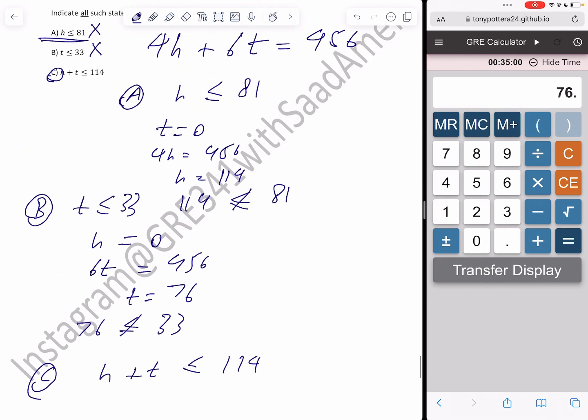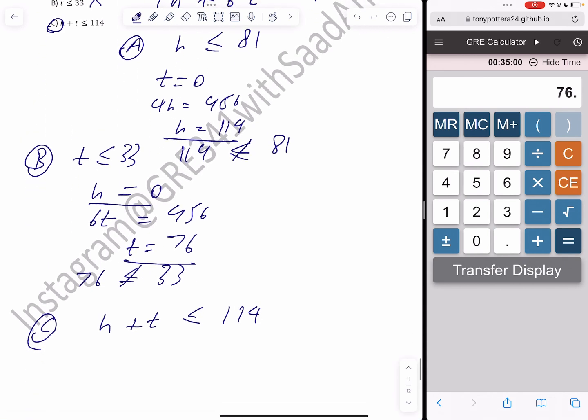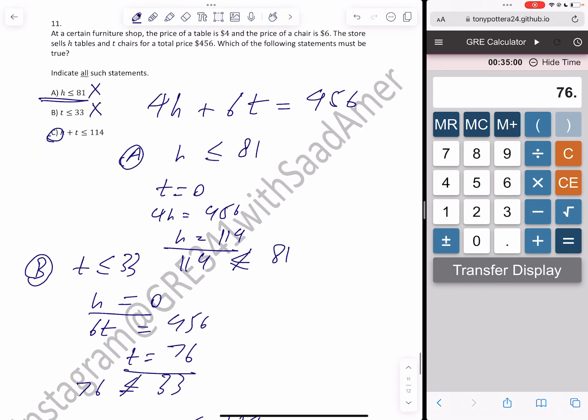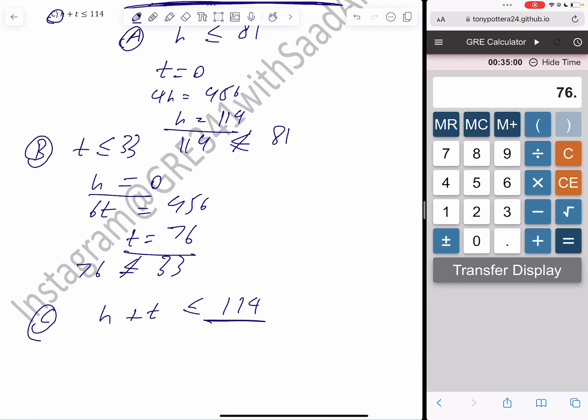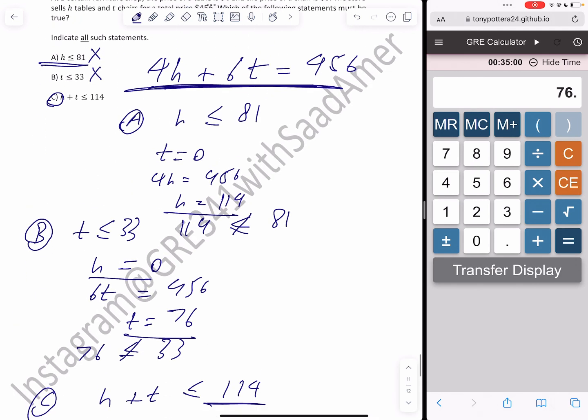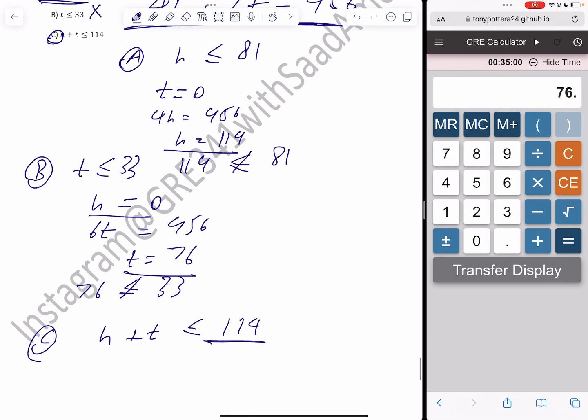So we've already seen the extreme cases: when T is equal to 0, H is equal to 114, and when H is equal to 0, T is equal to 76. If we increase T by any value, whatever value for H we get, when we sum those two, H and T, they will always be less than 114, simply because of this extreme case that we've already seen. When T is equal to 0, when it's on the minimum, H will be equal to 114.